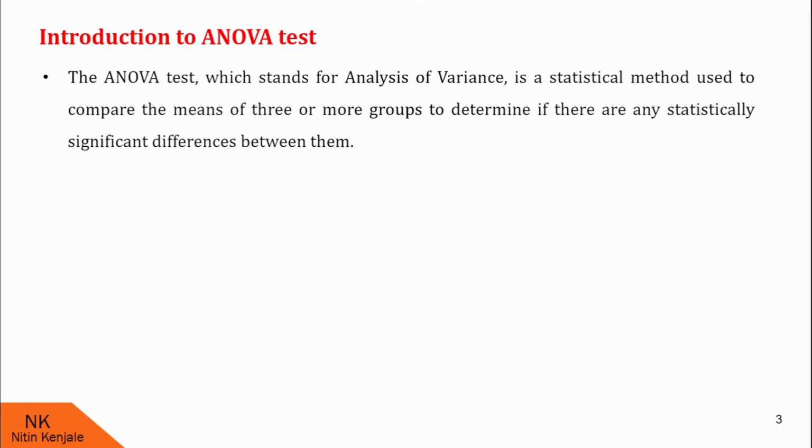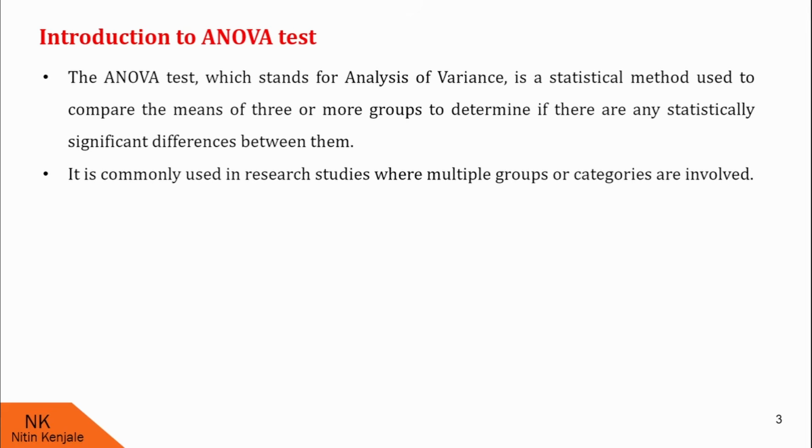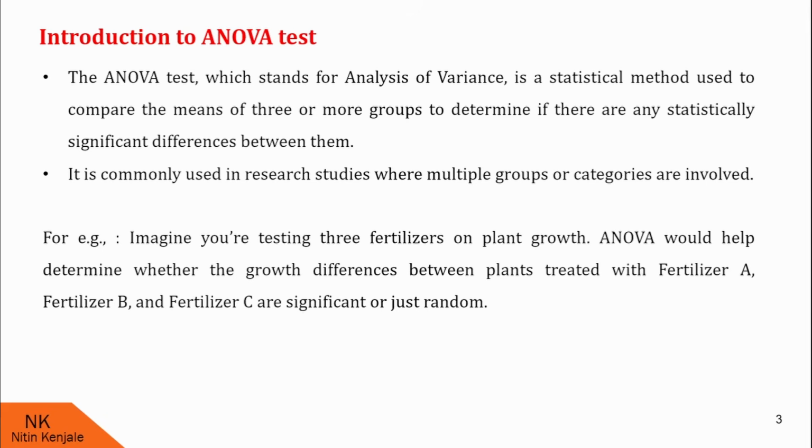The ANOVA test, which stands for analysis of variance, is a statistical method used to compare the means of three or more groups to determine if there are any statistically significant differences between them. It is commonly used in research studies where multiple groups or categories are involved. For example, imagine you are testing 3 fertilizers on plant growth. ANOVA would help to determine whether the growth differences between plants treated with these fertilizers, say A, B and C, are significant or just random.